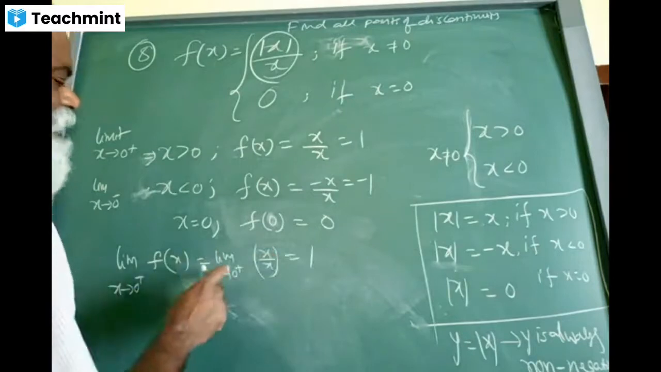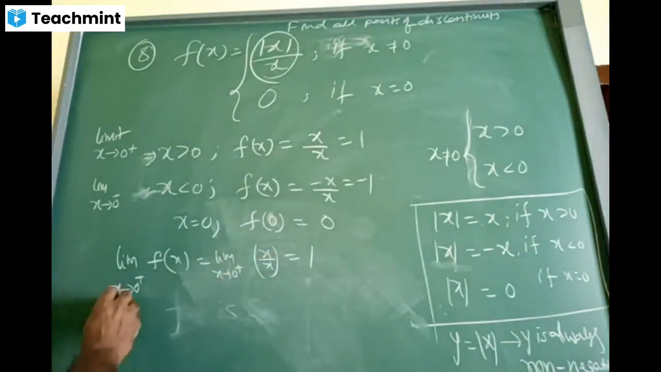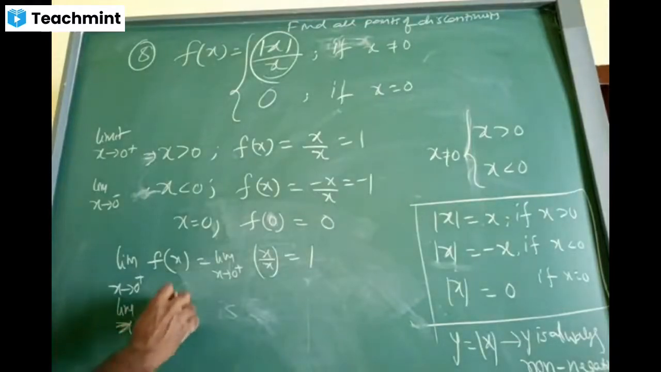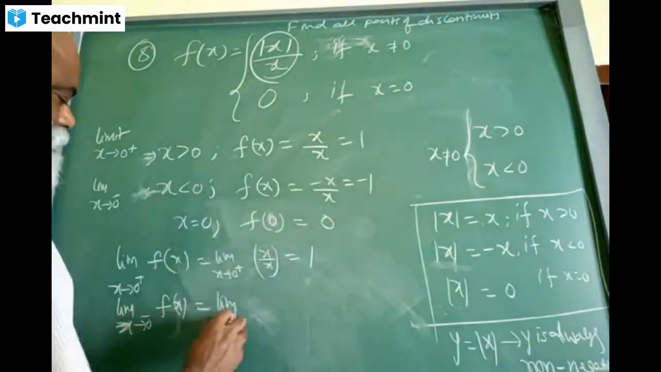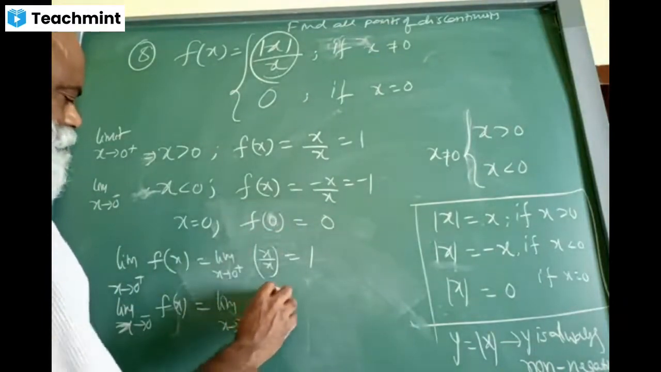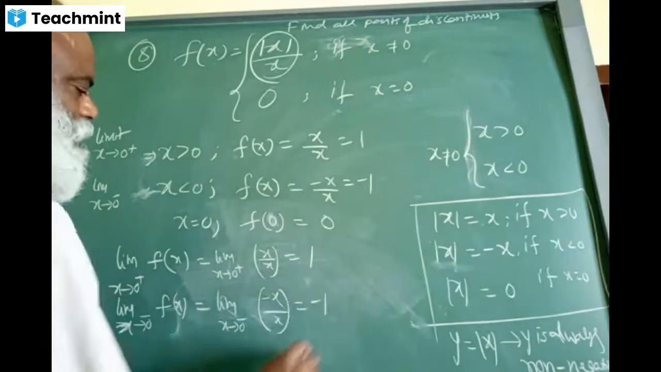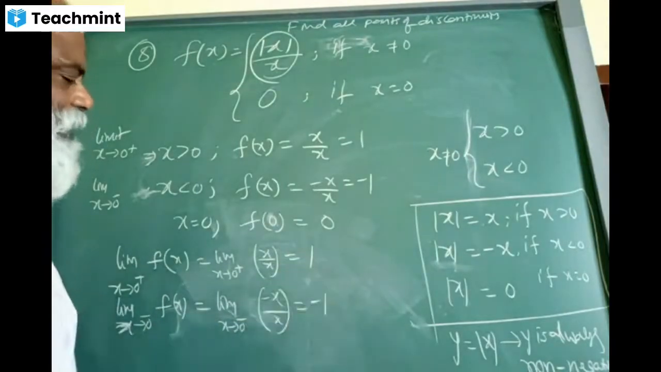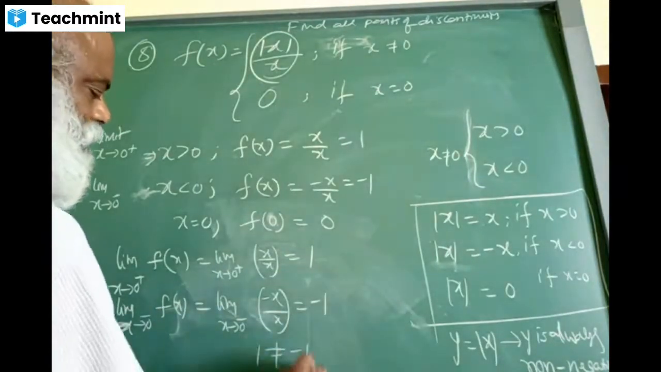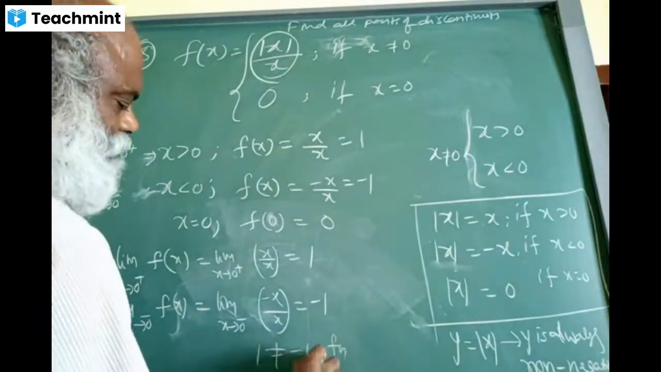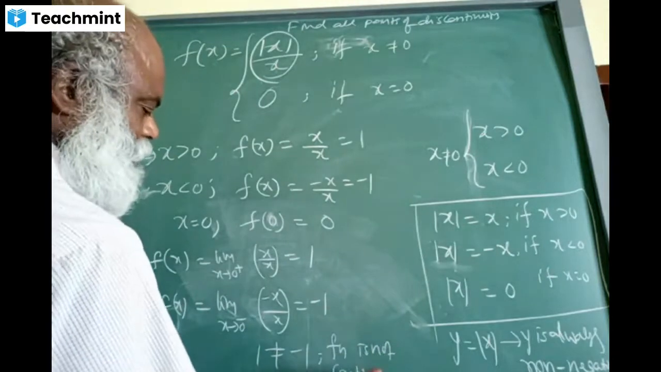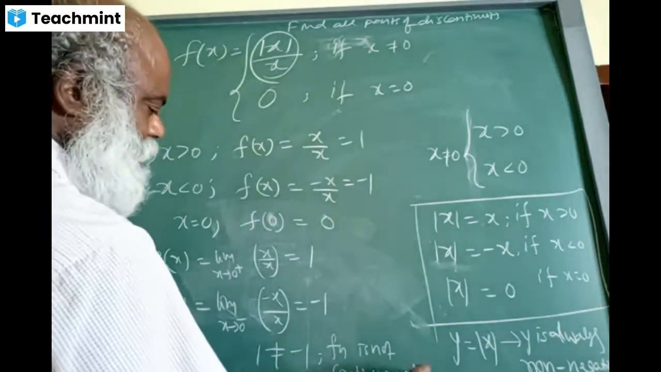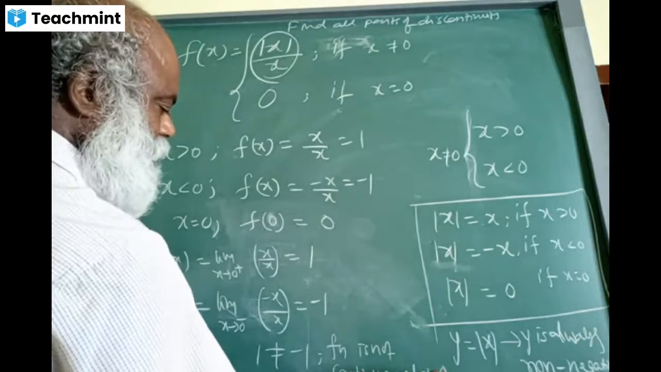That is 1. It's irrelevant, okay? Limit x tends to 0 minus f of x. For 0 minus, it's minus x by x, that's minus 1. Are the two equal? No. 1 is not equal to minus 1. Hence, the function is not continuous at x equal to 0.